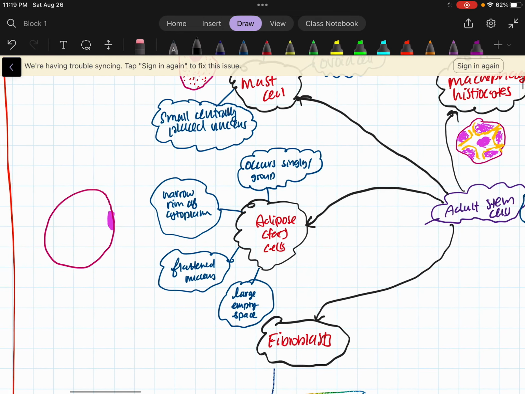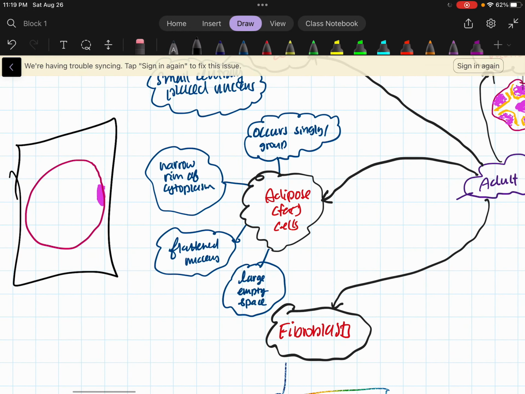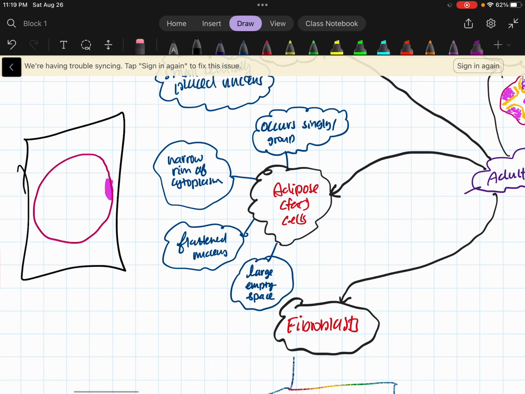And then you have the adipose cells or fat cells. So the adipocyte is very easily recognized. It looks like a ring. It can occur singly or in groups. It's got this narrow rim of cytoplasm. It has a flattened nucleus and it's got a large empty space in the middle.